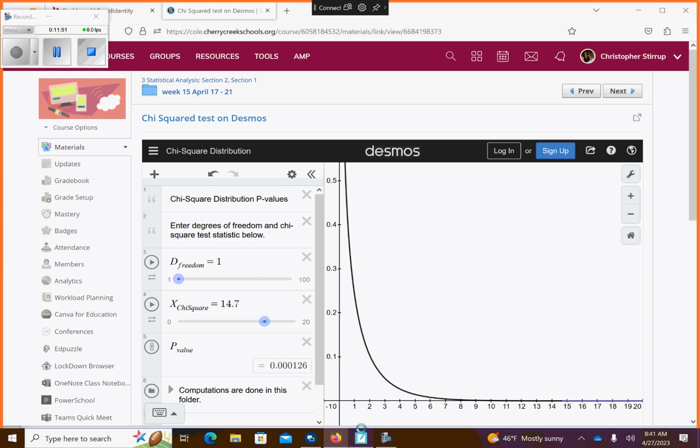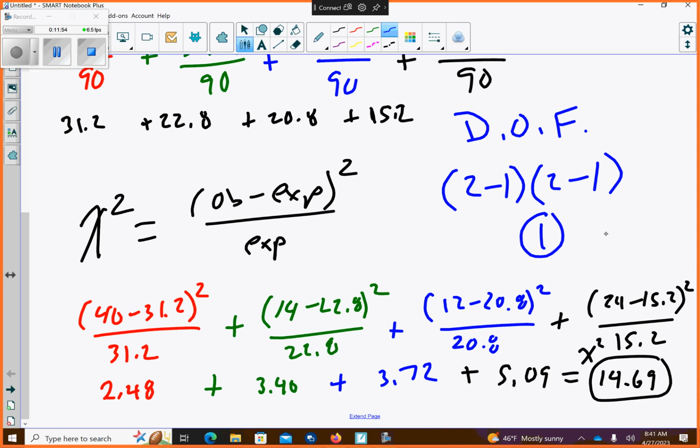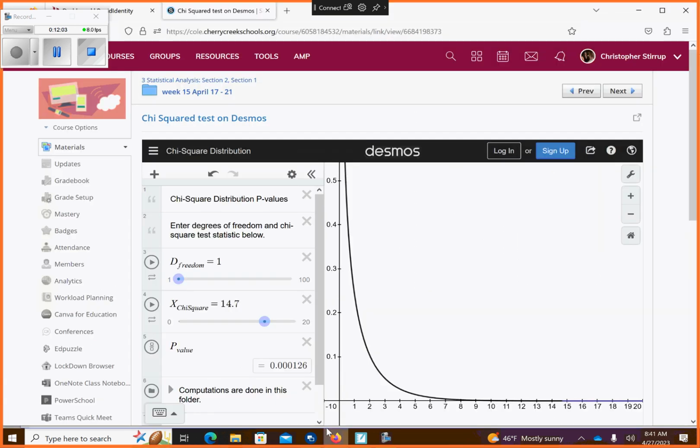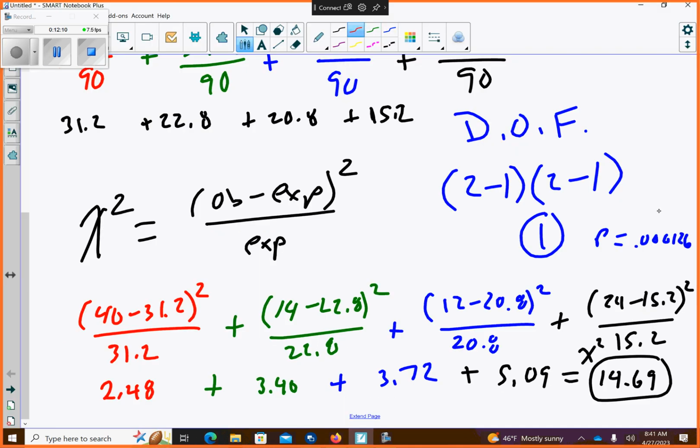Okay. So that means our p-value is 0.0001261. So my friends, is that p-value smaller than 0.05? Okay, so what can we do? Reject the null. Very good. This is small, so we can reject the null.